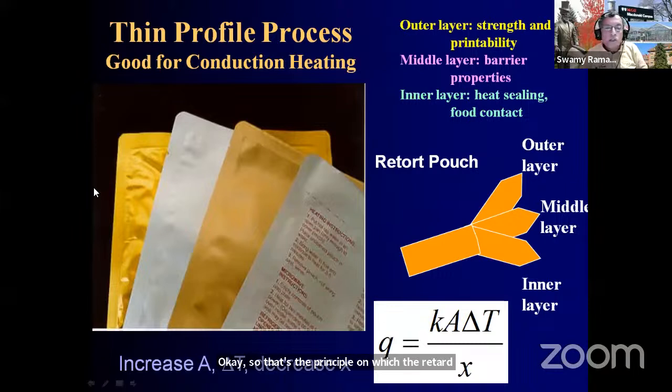This package was developed by the US Army, together with Reynolds Metal Company. This is a pouch that consists of three layers, each with a very specific function. The outer layer is nylon, which gives printability and strength. The middle layer is aluminum foil, which gives all the barrier property. Nothing goes in and out through the aluminum layer. You cannot seal aluminum, so you need a sealing layer, which is usually a plastic film. These three layers are glued together with a special glue to make this retort pouch.